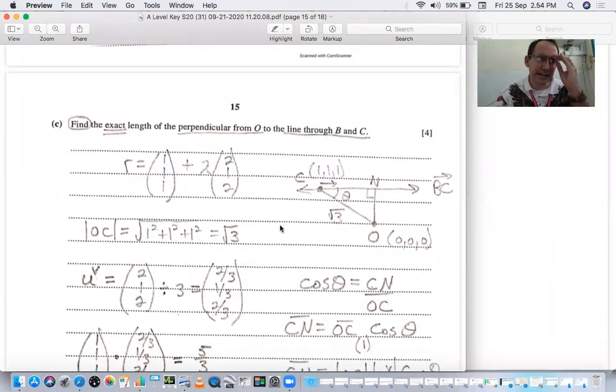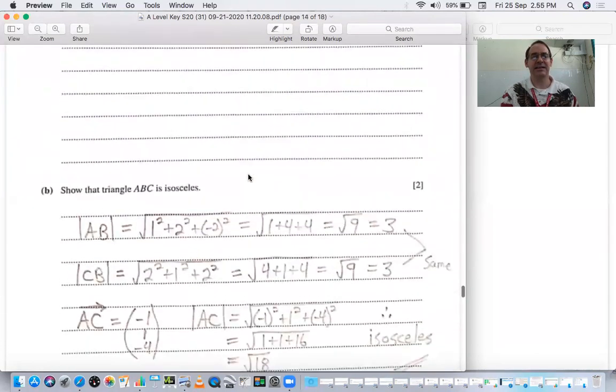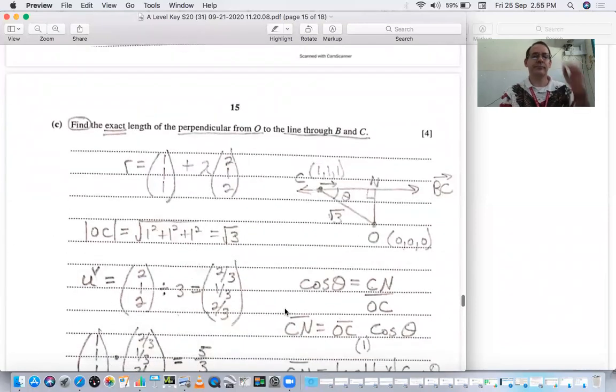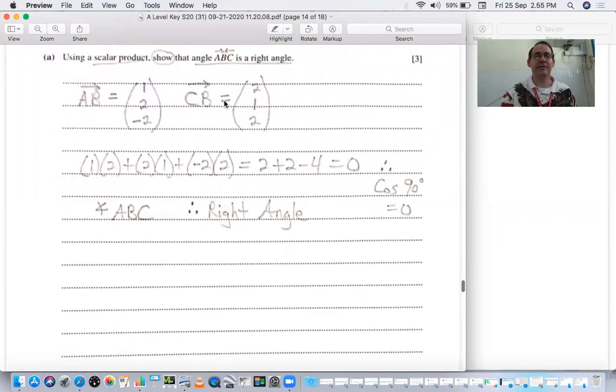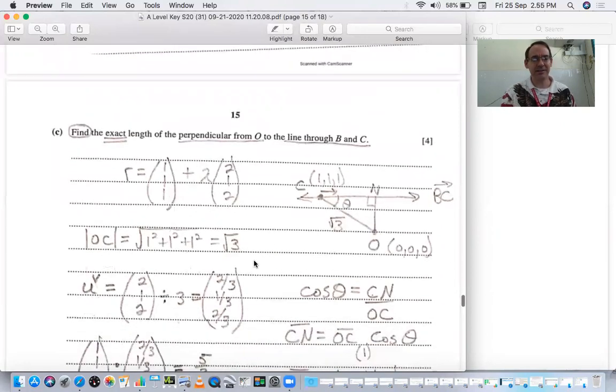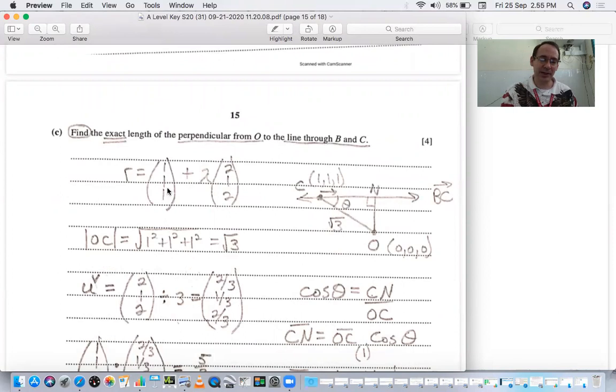Part C, find the exact length of the perpendicular from the origin to the line that goes through BC. So here's our equation of a line through B and C. With B and C, I chose to use C, 1, 1, 1, as the point. And then if it's through BC, then I used C minus B, I think. CB, actually, I used the CB, 2, 1, 2, as the direction. So you need a point and a direction. So r equals 1, 1, 1 as the point plus lambda or mu or whatever variable you want here times the direction 2, 1, 2.